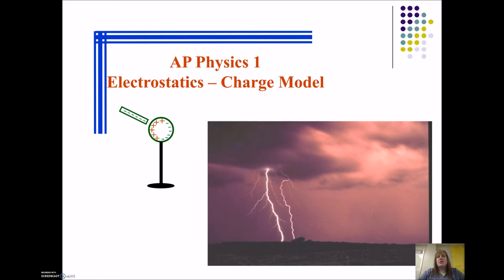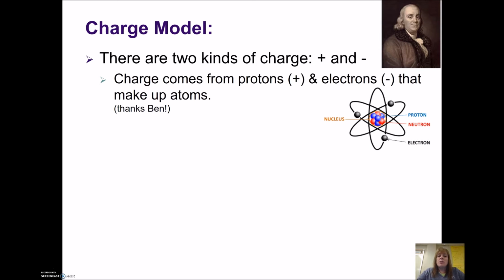In this video on electrostatics, we're going to talk about the basics of the charge model. Now, hopefully you've done an electrostatics experiment already, or at least have some background knowledge that there are two types of charge, and these charges exert forces on each other, and like charges repel each other, and opposite charges attract each other. Now, the source of that charge, we call them positive and negative charges, come from the protons and electrons that make up atoms.